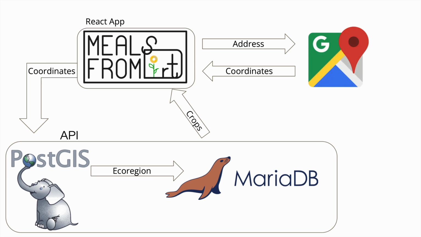Something very similar is done for our meals. We just take those crops and we look at, okay, what meals can you make with these crops? And then we return those meals back to the React app to be displayed as cards.